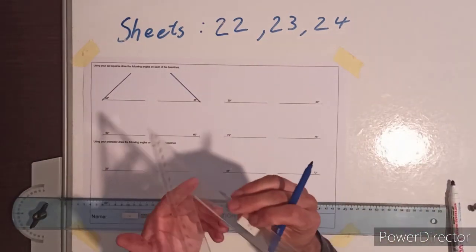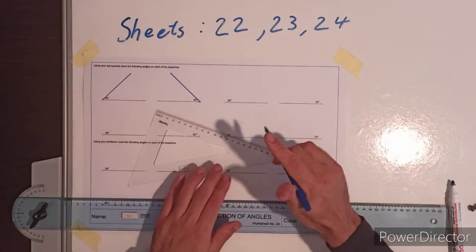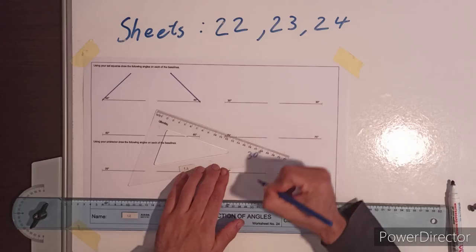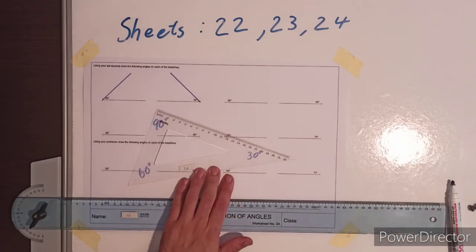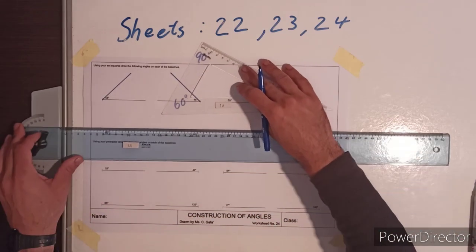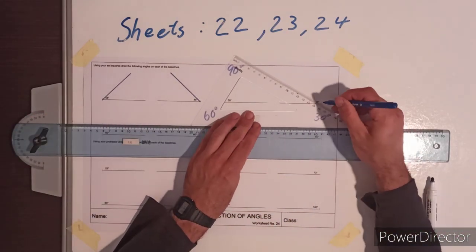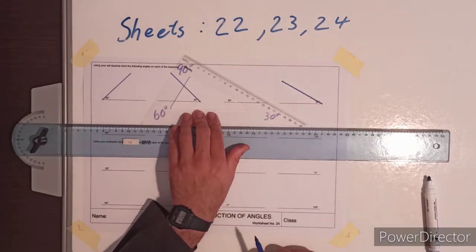So this is the set square that we are going to use. On this side, we have an angle of 30 degrees. This side we have an angle of 60 degrees. And here we have an angle of 90 degrees. So if we use this angle, we can draw this line over here. Okay, so that is an angle of 30 degrees.